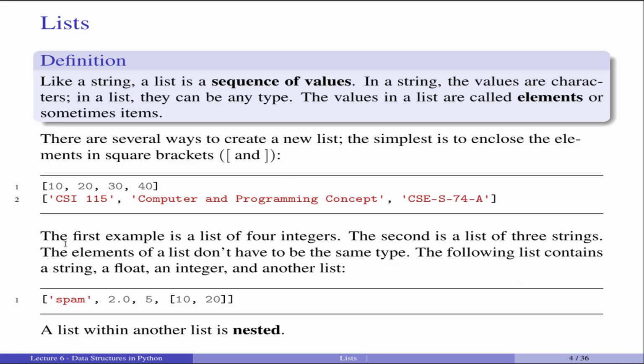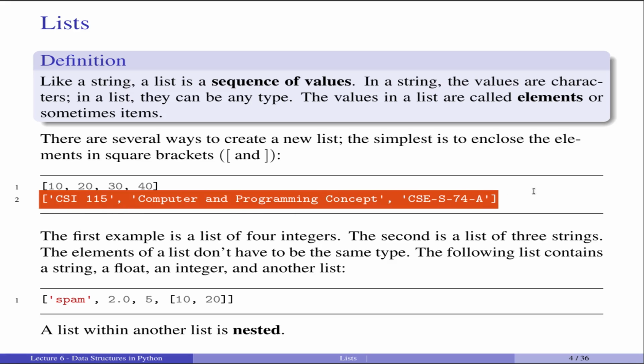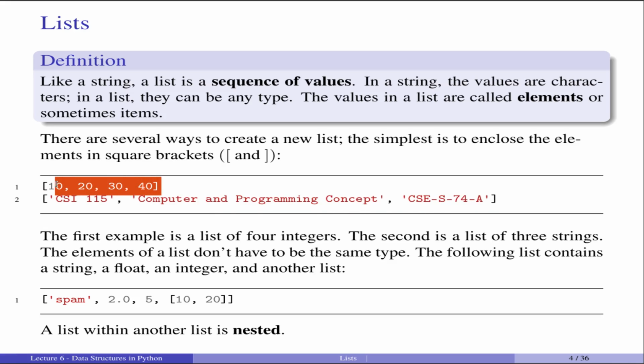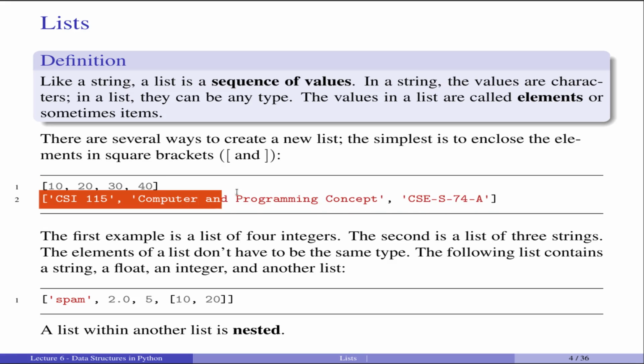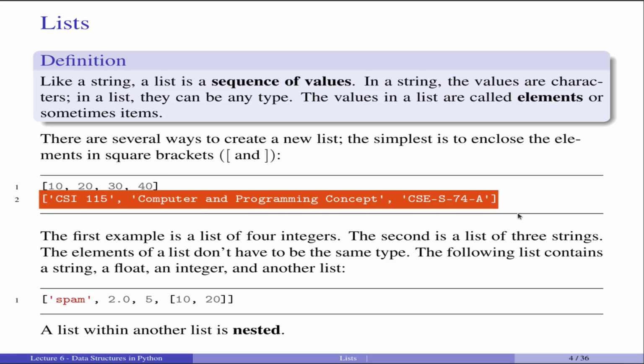So for example, if I want to declare a list, I can very easily do something like this. Okay, so that's a list. Similarly, this one is also a list. This one is a list of integers, whereas this one is a list of strings, right? Okay. Interestingly, we can combine different data types in a list.